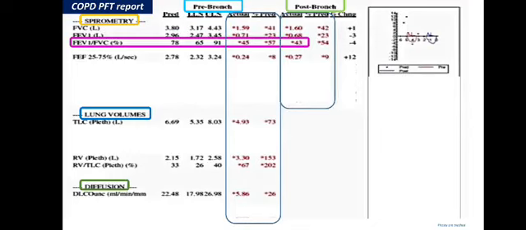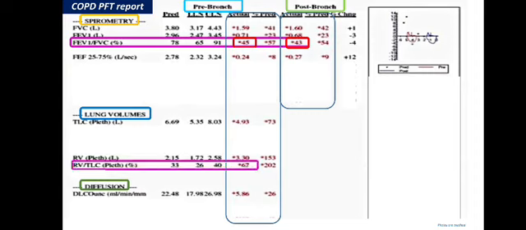Here we see the FEV1-FVC ratio, the actual value. In the pre-bronchodilator state, it is 45, so it is less than 70, it is obstructive airway disease. In the post-bronchodilator stage, it is 43, no improvement, so it is irreversible obstructive airway disease. Let us see what happened.